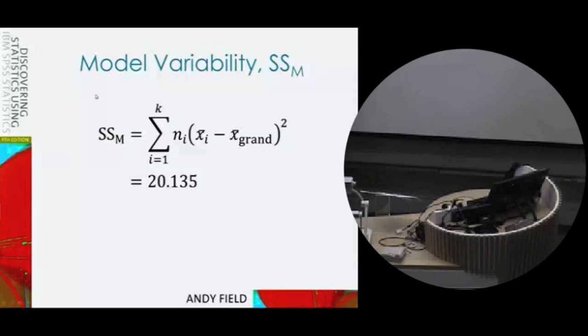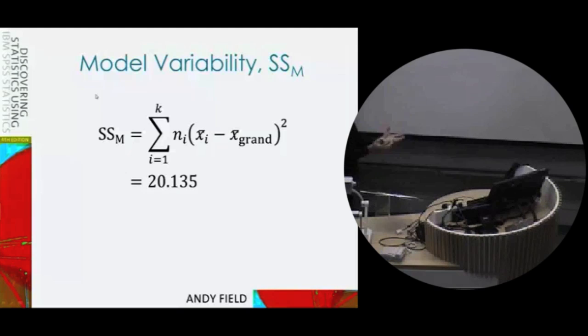So what we're saying is, you take the mean of the placebo group, subtract it from the overall mean of all the scores, square it, and then times it by the number of people that were in that group. And obviously, you do that for each group. So you add it up for each group. So we end up here with a value of around 20.